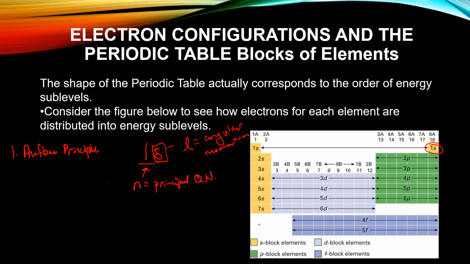And basically that just means building up in German, Aufbau. So we want to place the electrons in the lowest energy orbitals first before we add an electron into a higher energy orbital.